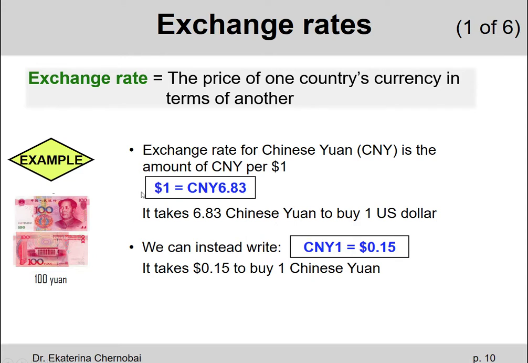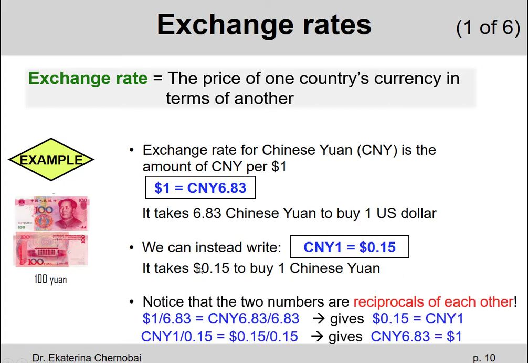If we do that for both sides of this little equation, so if you also divide $1 on the left-hand side by 6.83, then we get 0.15 of a dollar, or 15 US cents. So you can notice that the two numbers, for example, 6.83 and 0.15, are related in a reciprocal way to one another.